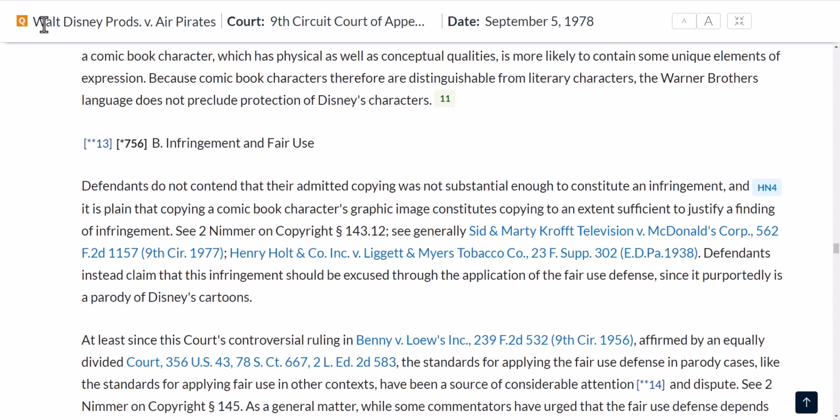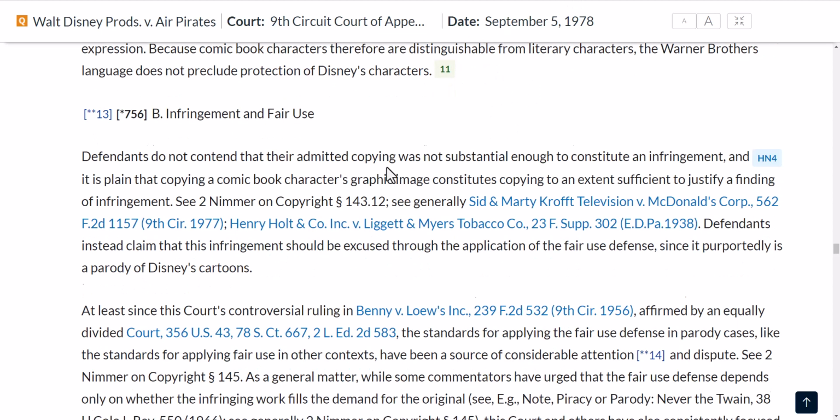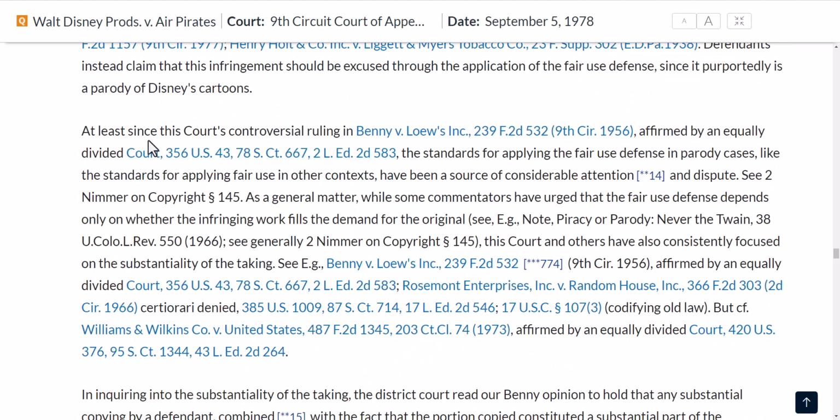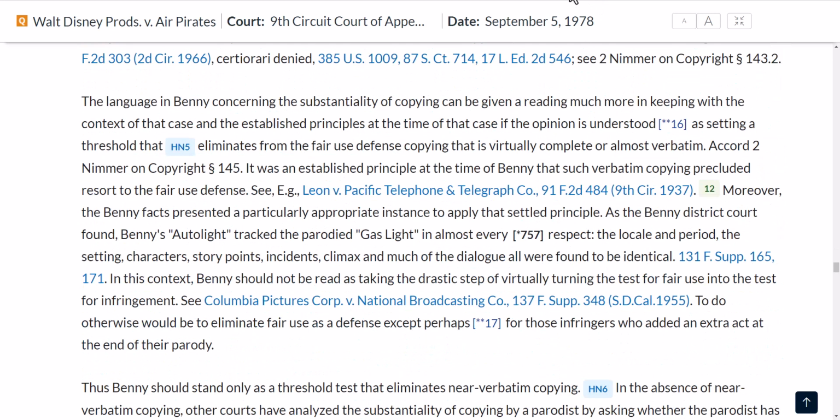So let me read. Now we're looking at this Walt Disney case. It's from the Ninth Circuit Court of Appeals. It's from 1978, so that's pretty old in terms of copyright law. A lot has happened, I'm learning from this treatise. And the Ninth Circuit is not binding on our court. So anyway, that quote really caught me though. Okay, so they're applying the fair use defense here, so I'm intrigued. I want to keep reading.